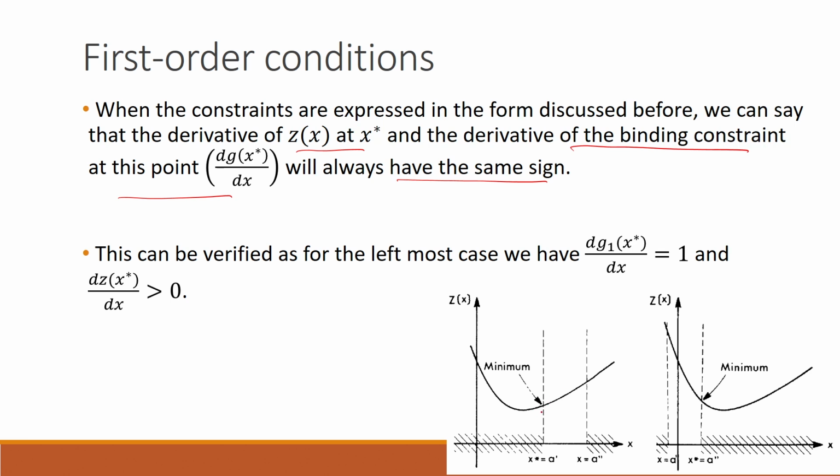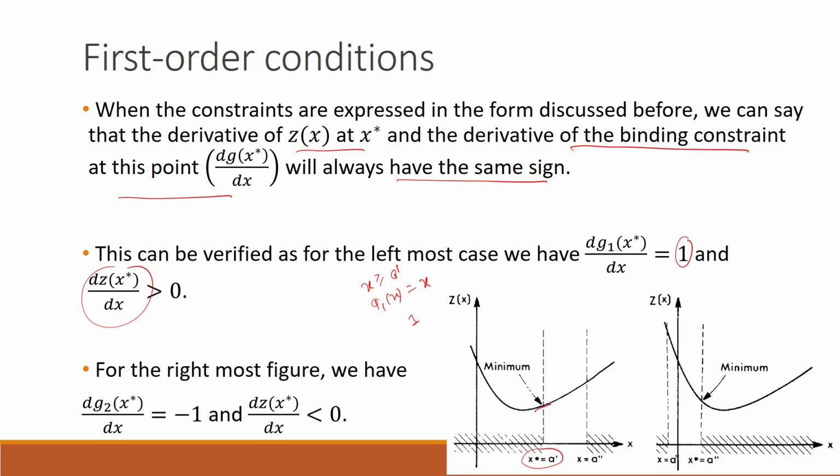We can see here in the left case, the binding constraint is that x is greater than or equal to a dash, because the minimum lies here. When we express this constraint in the standard form, g1(x) is equal to x. So the derivative of g1(x) with respect to x is equal to 1, and the slope of the function at this point is positive. So the sign of this 1 and the sign of this slope are the same, because both of them are positive. Similarly, if we look at the right figure here, what is the binding constraint in this case?